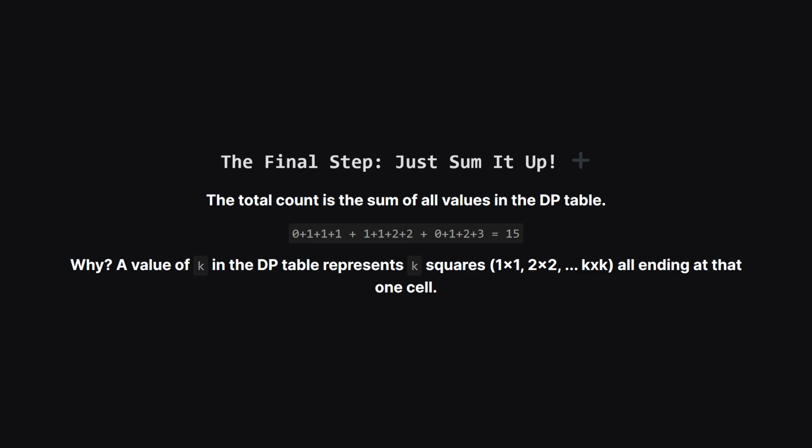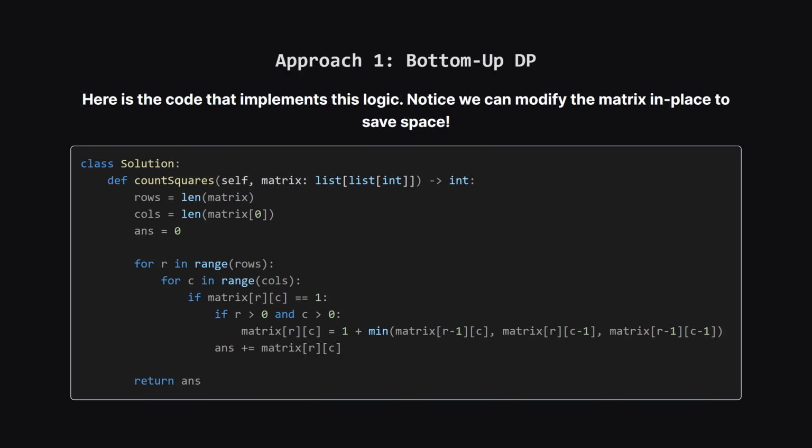We find the minimum value of the three neighbors we've already calculated, add 1, and update the current cell with that new value. And right after we've calculated or confirmed the value for the current cell, we add that value directly to our running total, which we call ANS. This is how we accumulate the count. This single line handles everything. For a cell with a value of 3, it adds 3 to the answer. For a cell in the first row with a value of 1, it correctly adds 1.